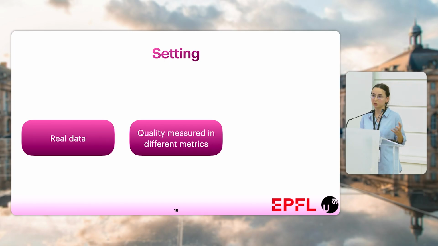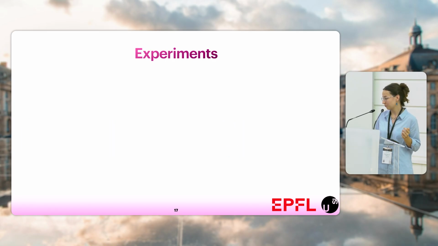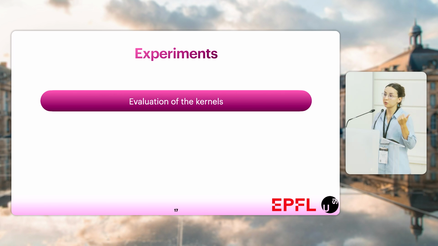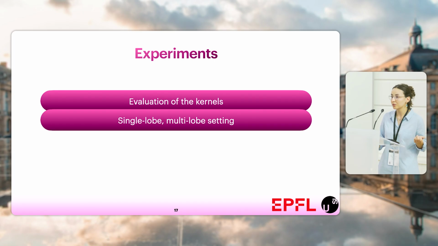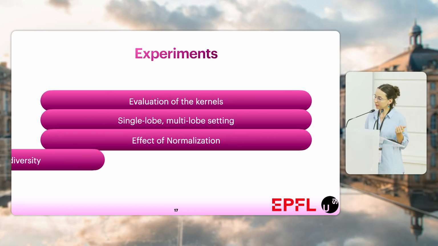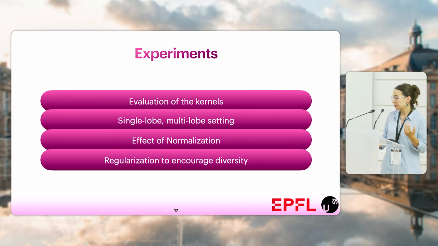And we also examine the trade-off between reconstruction quality and compactness. So in our first experiment, we will identify the desirable kernel properties. Next, we will investigate how using a single lobe versus multiple lobes affects the optimization stability and their modeling power. And then we study the impact of kernel normalization on reconstruction quality and optimization stability. And finally, we explore regularization strategies for the multi-lobe setting to encourage diversity between lobes and improve overall performance.